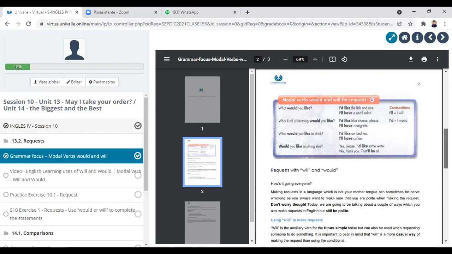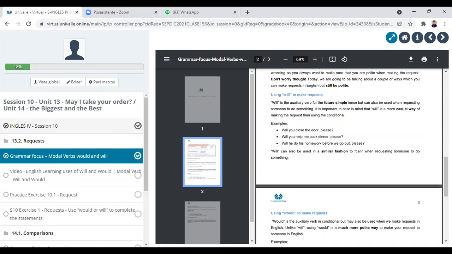So using will to make requests. In this case, will is the auxiliary verb for the future simple tense, but can also be used when requesting someone to do something. It is important to bear in mind that will is a more casual way of making the request than using the conditional. Examples: will you close the door, please? Will you help me? Will you help me to cook dinner, please?